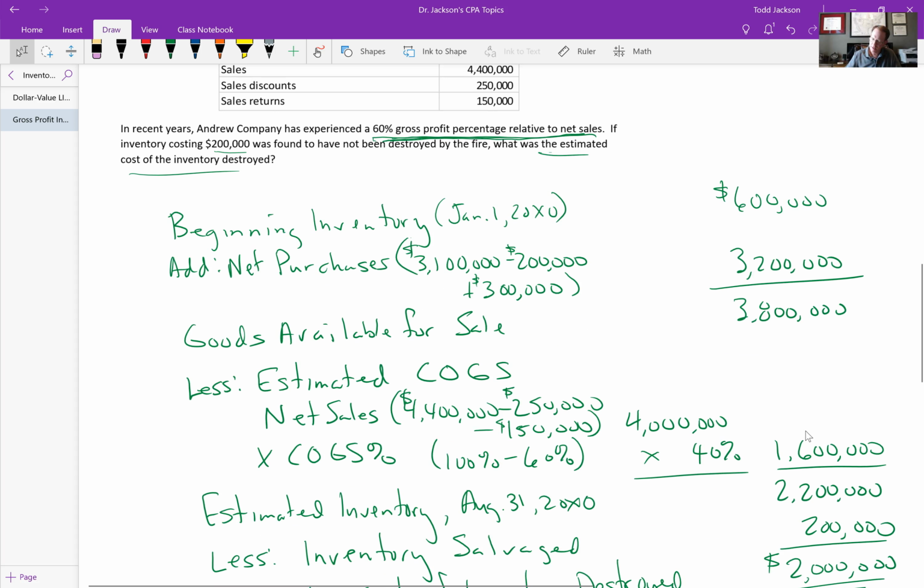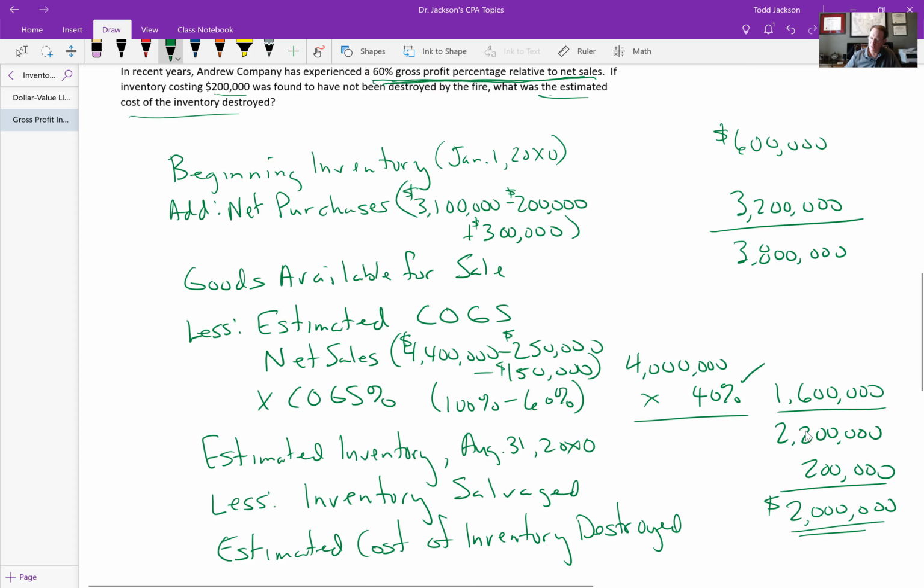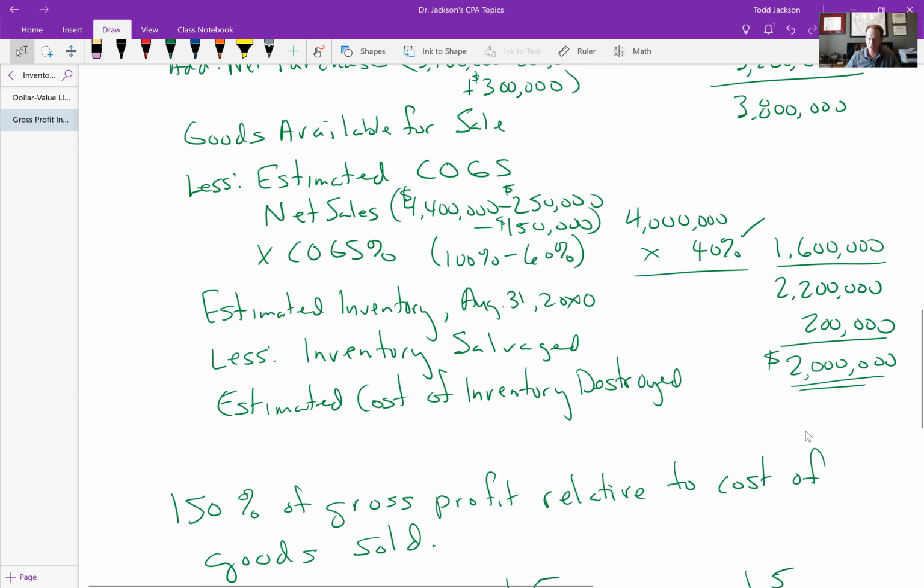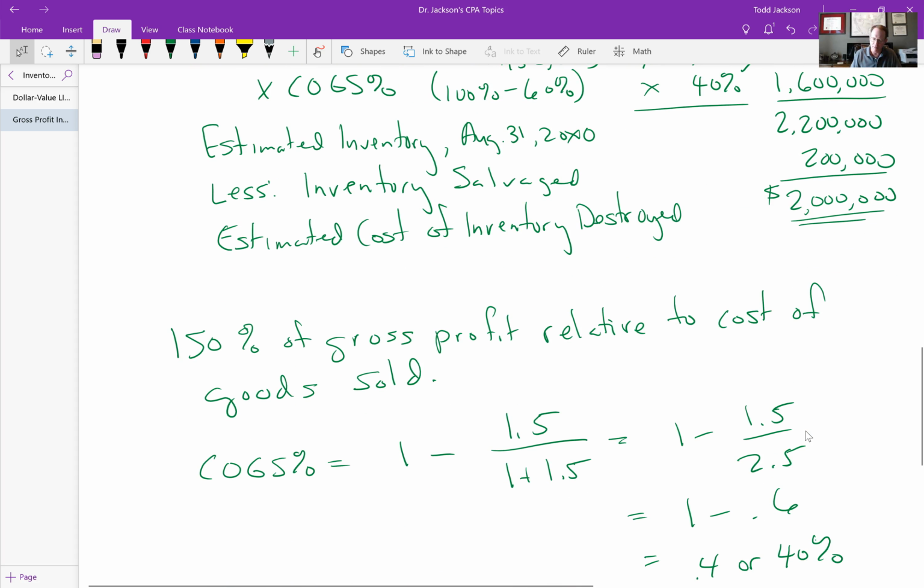Okay, so giving us our cost of goods sold percentage that we had in our initial computation. So again, the problem could have been worded that way. The calculation would have essentially been the same once we made this conversion to get our cost of goods sold percentage.